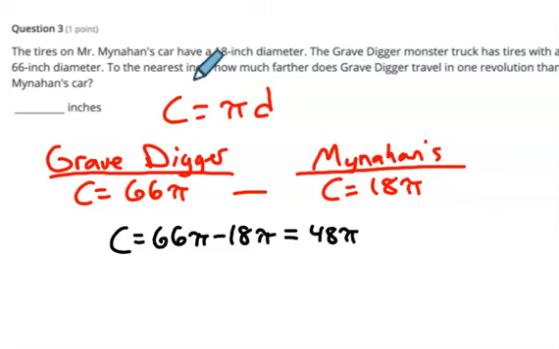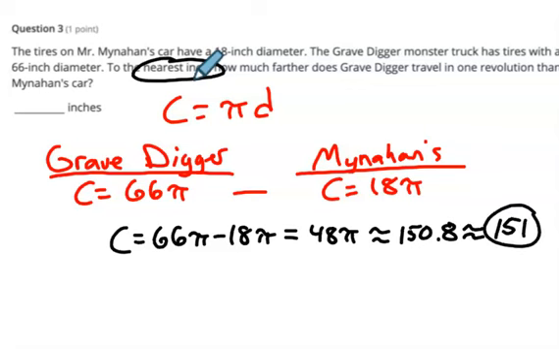And then it says to the nearest inch, in terms of rounding. So what we would do is just compute 48 pi. You don't want to use 3.14. Use the pi button on your calculator so you get the exact right answer. So this is 150.8, but to the nearest inch, that's 151. So that's what you should be putting in here. To the nearest inch, that's 151 inches.